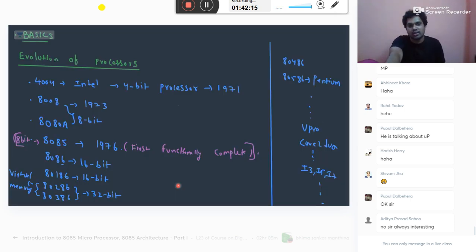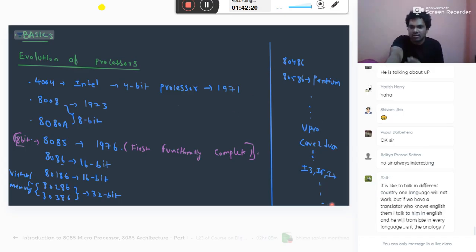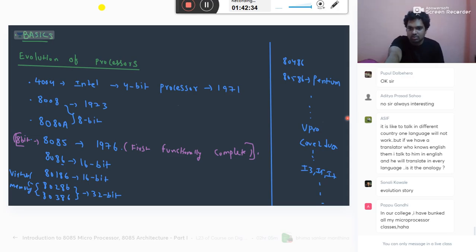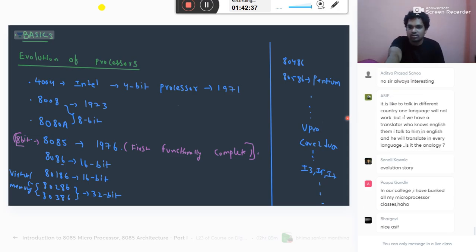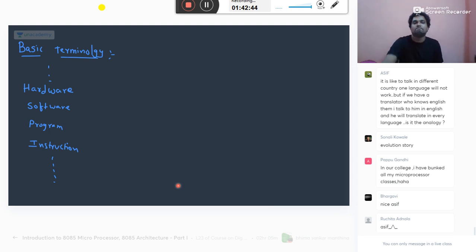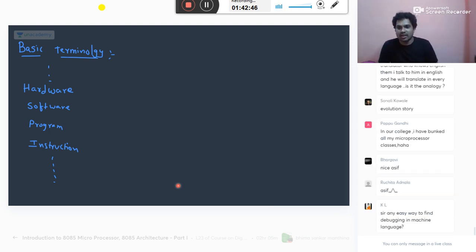Okay, so some story, some family of your microprocessor story we have discussed. Right, now see here the next one. So whatever language the computer understands, we should speak in that language.